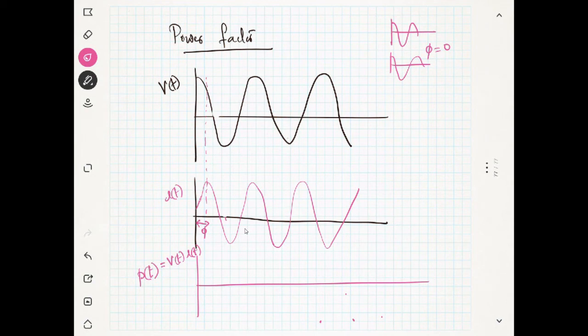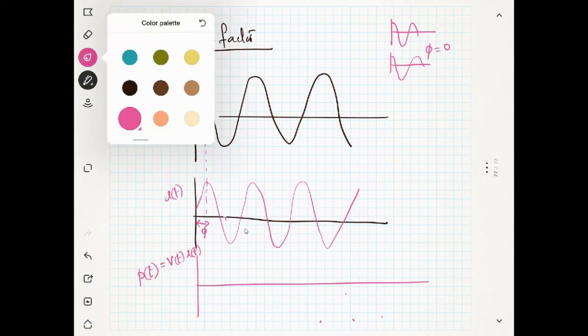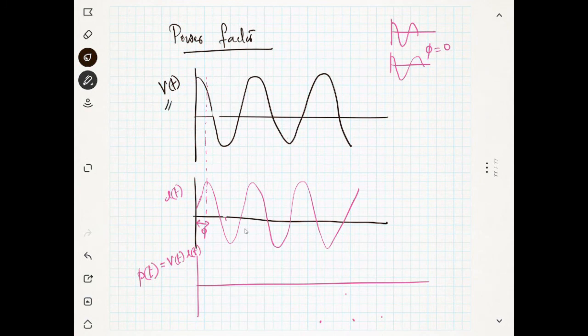So I will represent V of t as cosine of omega t, but my I of t is having a delay, cosine of omega t minus phi. It's cosine of omega t minus phi. This is a delayed version. It's starting from here. Okay. So I can extend it like this also, no problem.